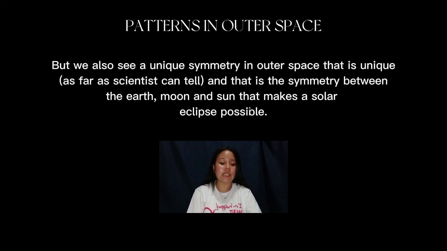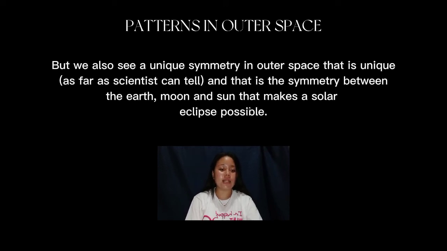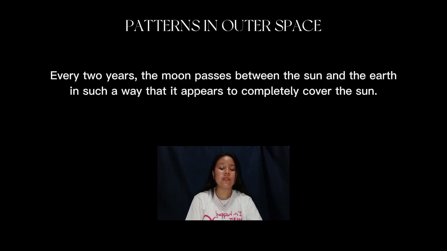But we also see a symmetry in outer space that is unique, as far as scientists can tell. And that is the symmetry between the Earth, Moon, and Sun that makes a solar eclipse possible. Every 2 years, the moon passes between the sun and the earth in such a way that it appears to completely cover the sun.